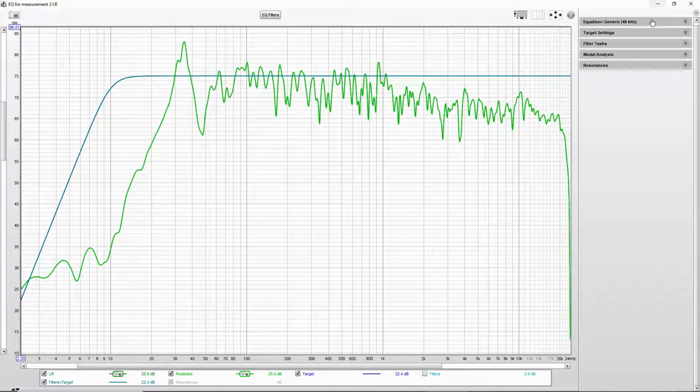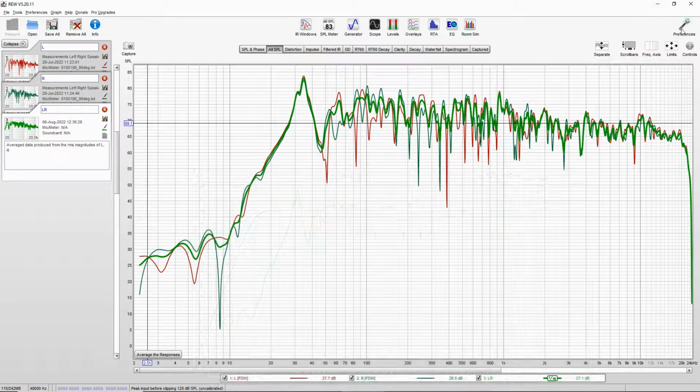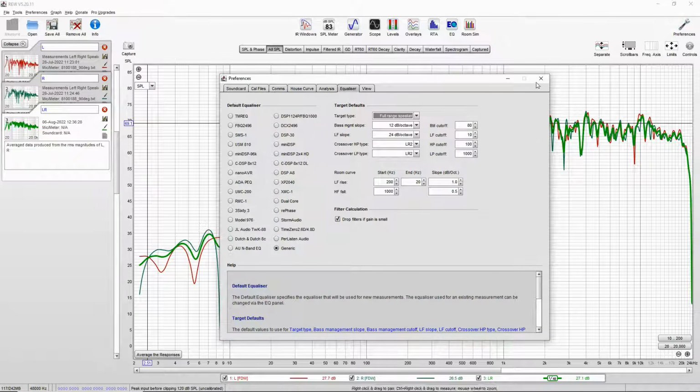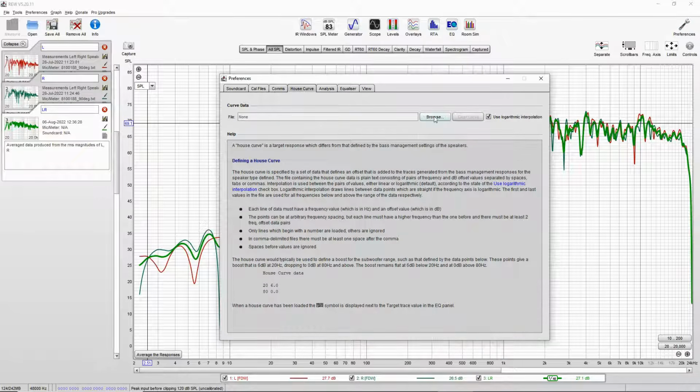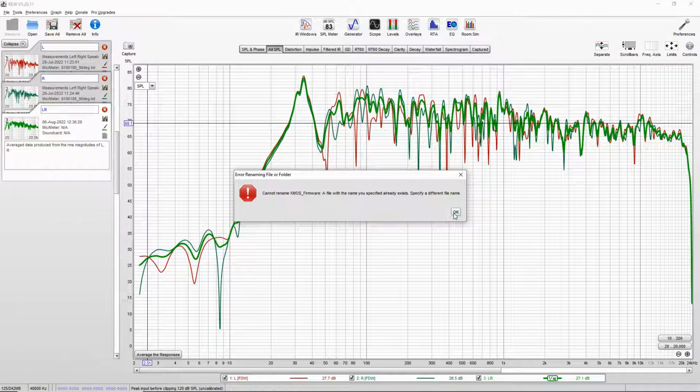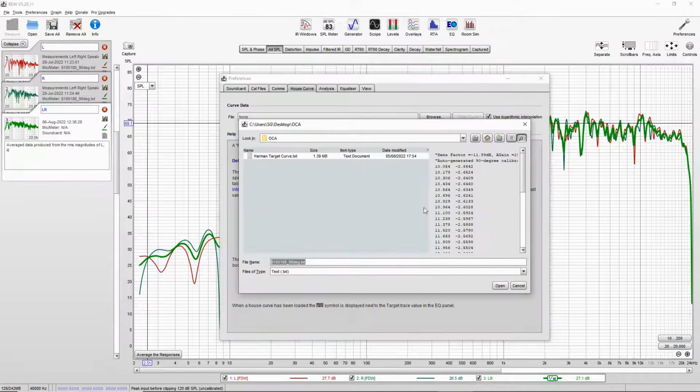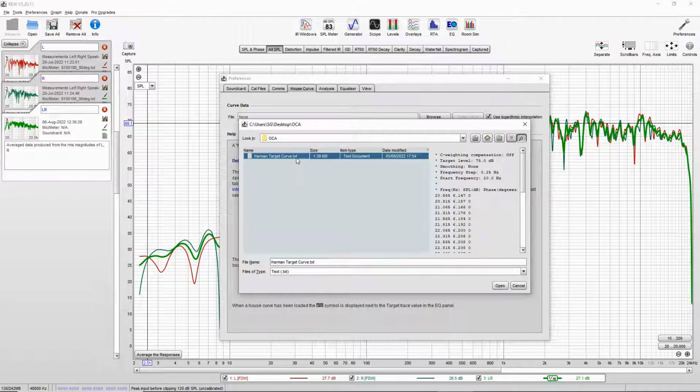Okay, before we do that, we have to upload a target curve to REW. It is done from preferences here, house curve, and rows. Very weird error message. Anyway, this is the Harman target curve. You will find the link for this curve down in the comment section.